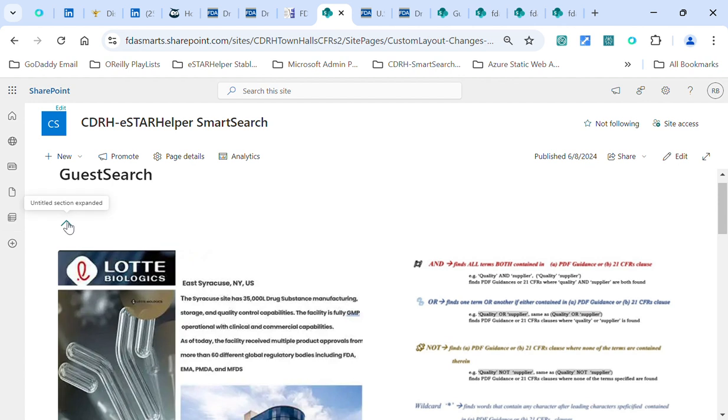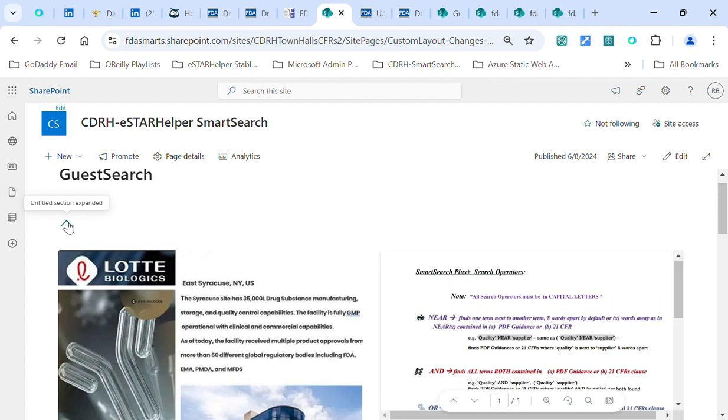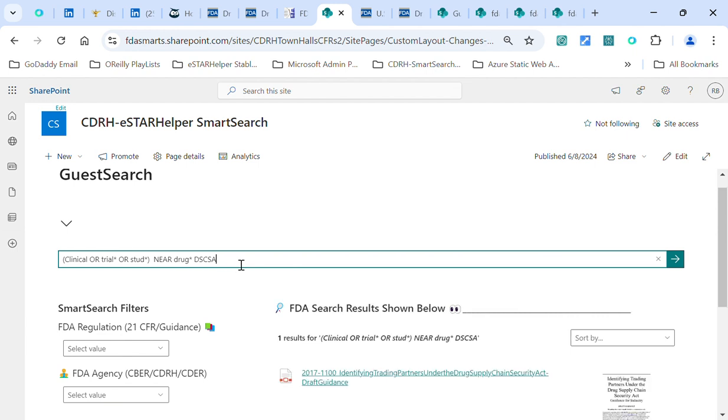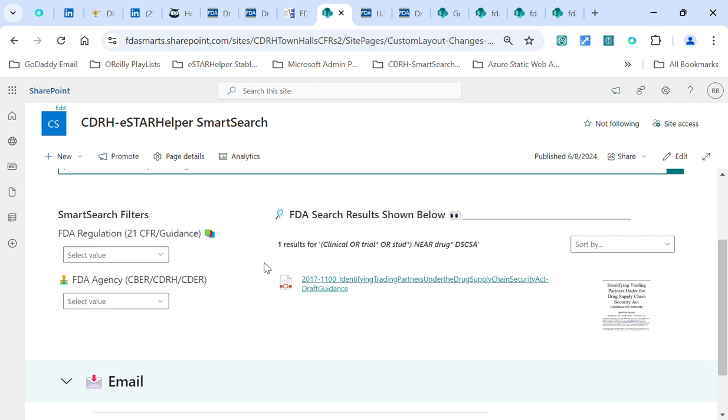I can just go ahead and minimize, go down here, key in the terms that we wish to look for, which is: find me guidance or 21 CFRs that contain the term clinical or trial with the wildcard, so including trials, or the word stud, which stands for study, and in proximity to the term drug or drugs, and contains the word DSCSA. So give that a whirl, and sure enough, it finds one PDF.